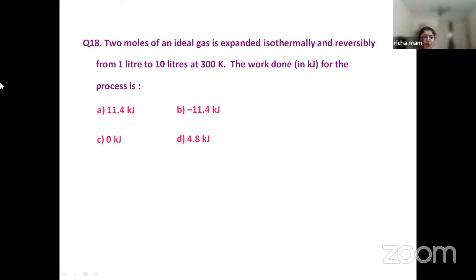See here, for your isothermal reversible process. When you're considering the isothermal reversible expansion of an ideal gas, what will happen? Your internal energy change, delta U, will be equal to 0. Then Q will be minus W, because it is reversible.